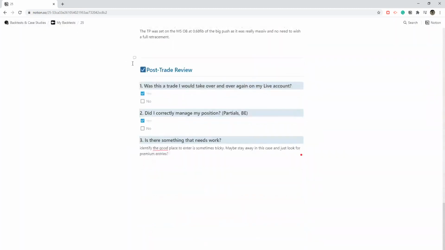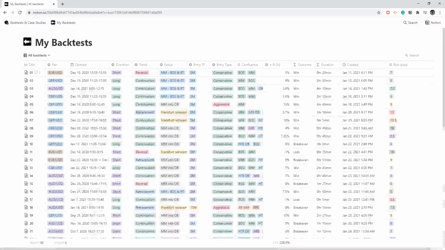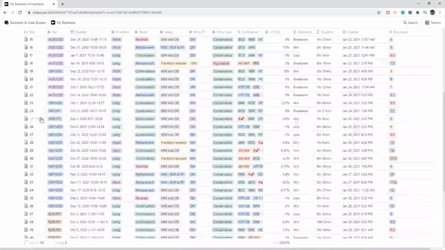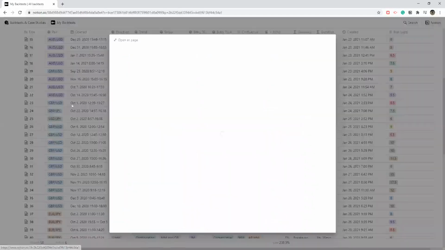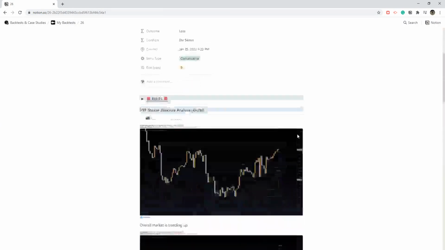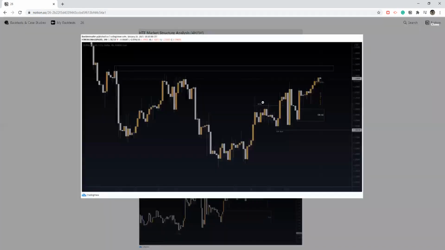This one usually moves in New York. So let's see, maybe later you actually went a little bit on UJ. So right now we are on trade 26. Again, GU, the favorite one. Overall market is trending up.